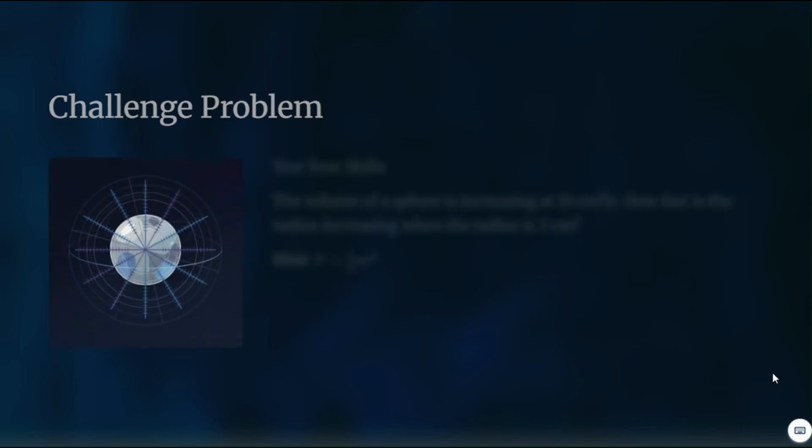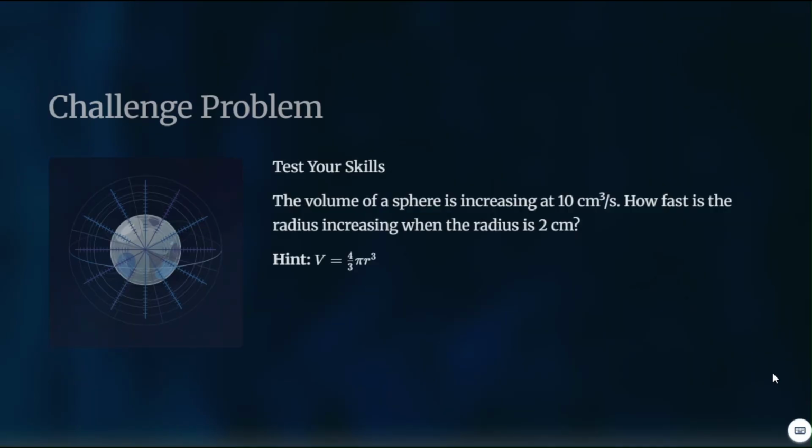Here's your challenge for today. The volume of a sphere is increasing at the rate of 10 centimeters cubed per second. How fast is the radius increasing when the radius is 2 centimeters? And I gave you the formula for the volume of a sphere. V is equal to 4/3 pi r cubed.